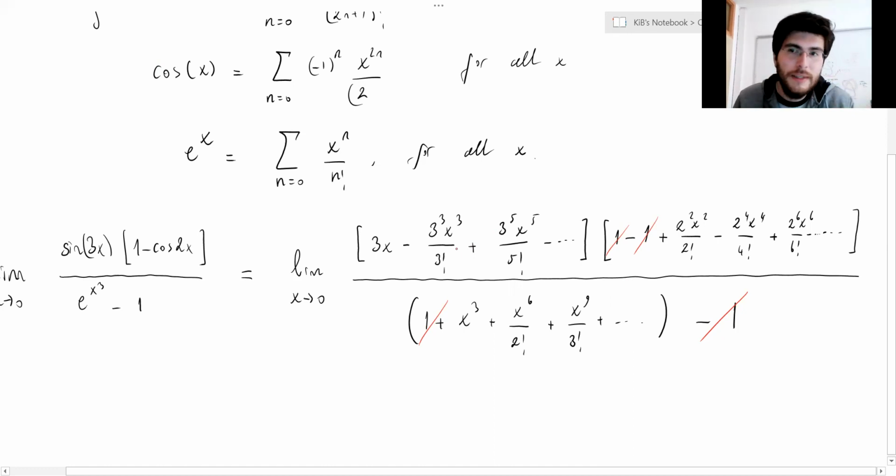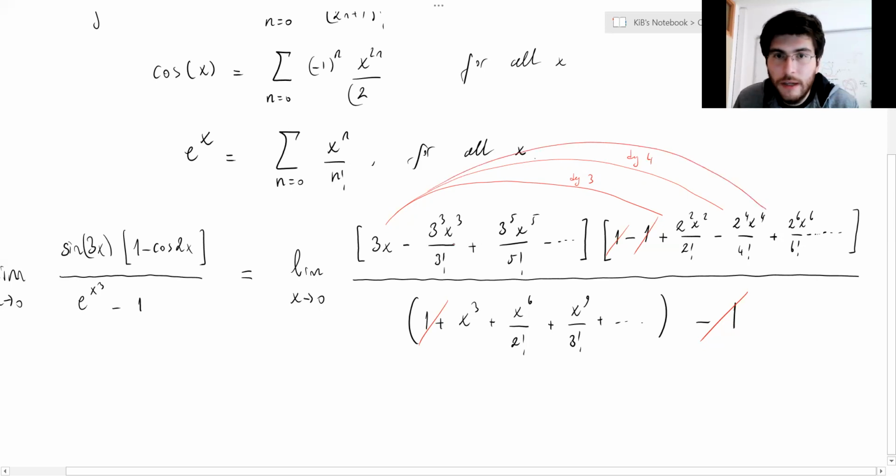But let's try to see the pattern. Let's try to understand a couple of terms. If you multiply this term with this one, what do you get? You have something x to the 3, a degree 3 term. What if you multiply this thing by that one? You have something of degree 4. So you have something degree 3, something degree 4. And what if you multiply this term with the next one? You have something of degree 5 and degree 7.